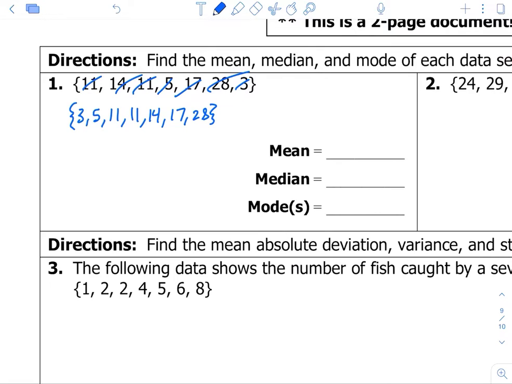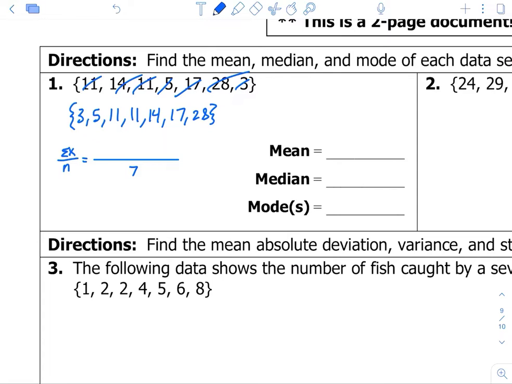Now you have to find your mean. Your mean is the summation of all your x values, or all your data points, over the amount there are. So how many data points are there? 1, 2, 3, 4, 5, 6, 7. There's 7 total.